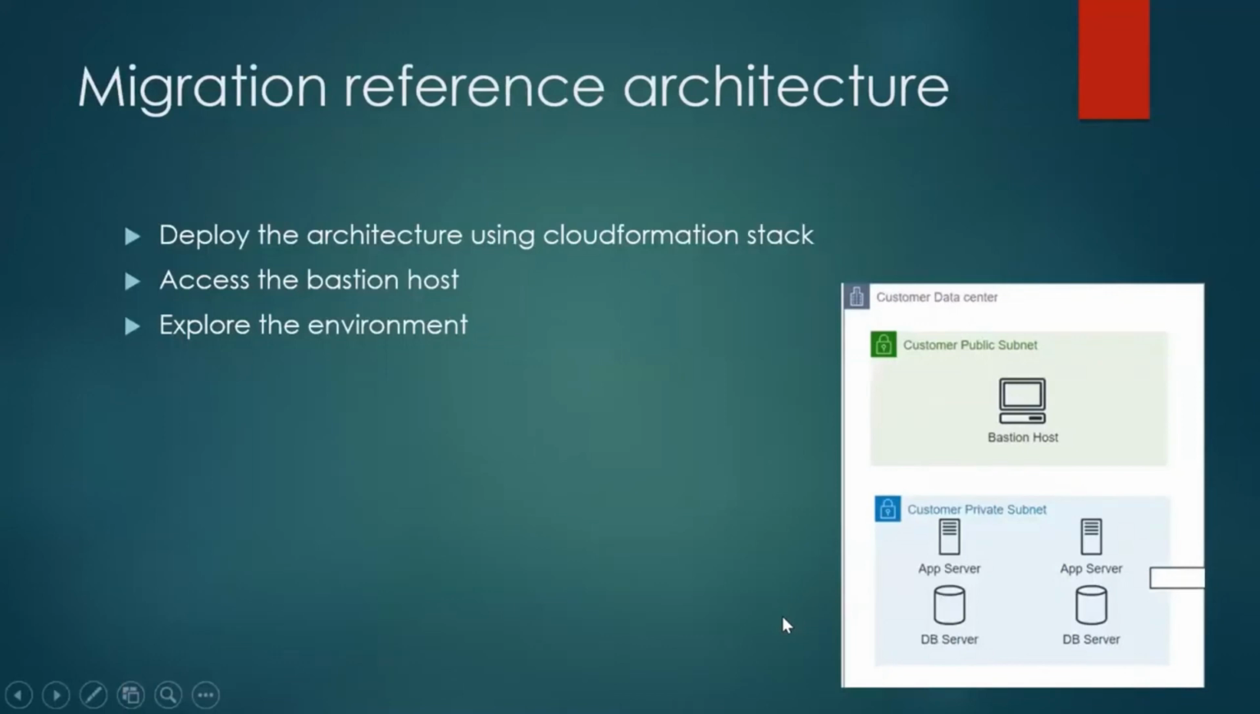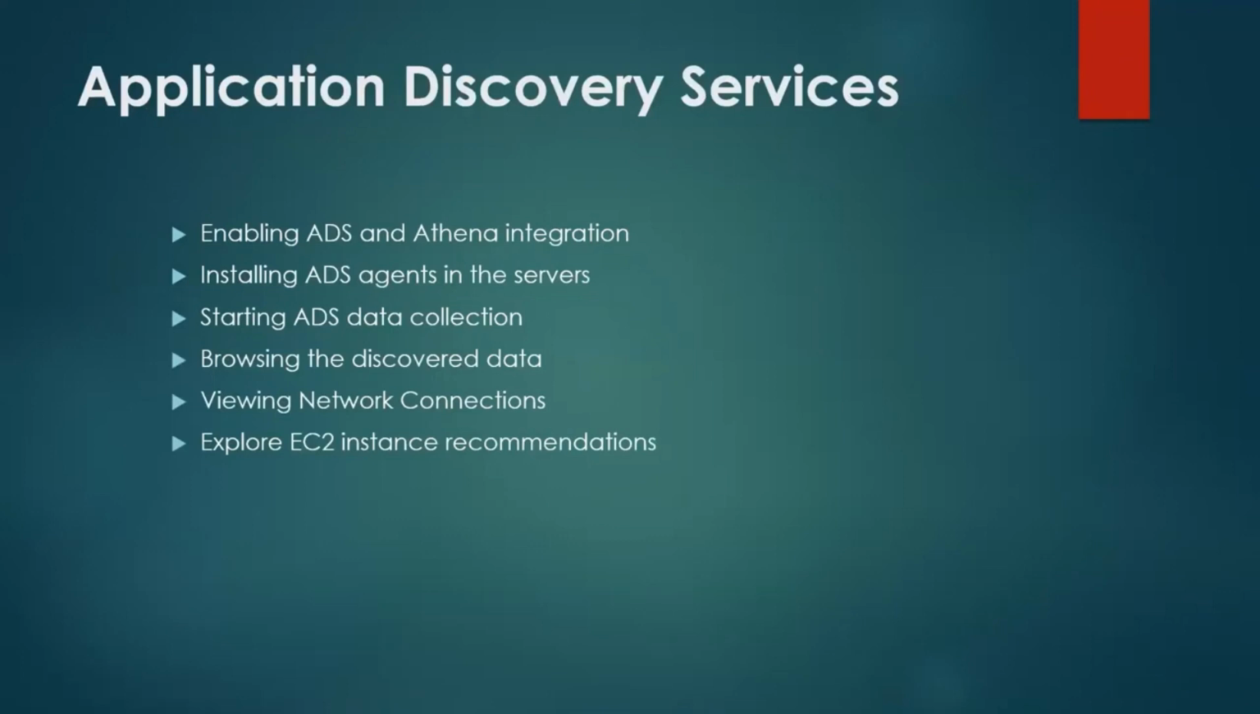In the previous videos, we deployed this architecture and then accessed the bastion nodes, then explored our environment, and then using ADS, we installed the ADS, enabled Athena integration, installed the agents, started the data collection, browsed the discovered data, and viewed network connections in Migration Hub. So that was covered in ADS.